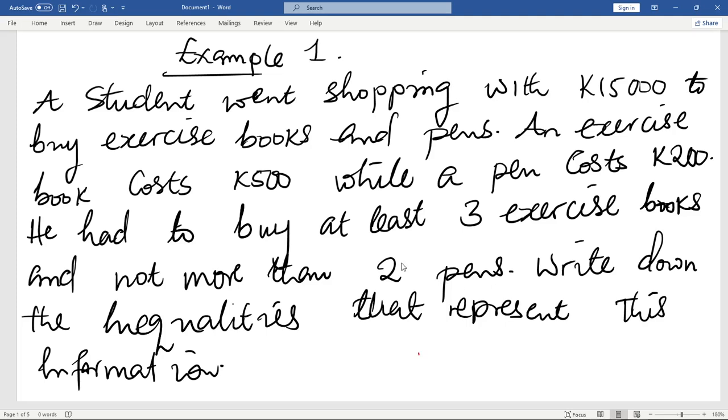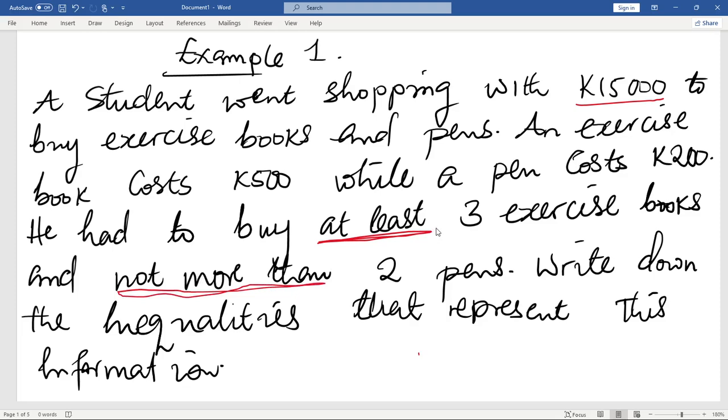Okay. So the total first that we have here is this 15,000 kwacha. Then we also have the number of pens or the number of books that's needed. That's at least 3. So the word before the books here is the phrase at least. Then we also have not more than.